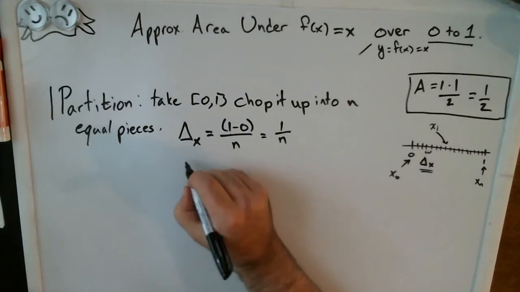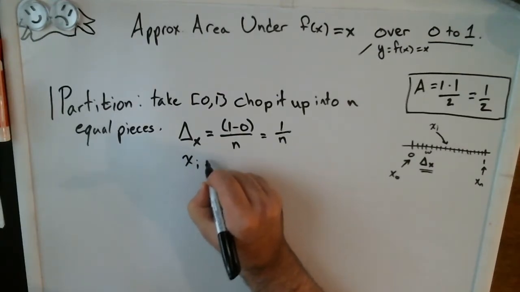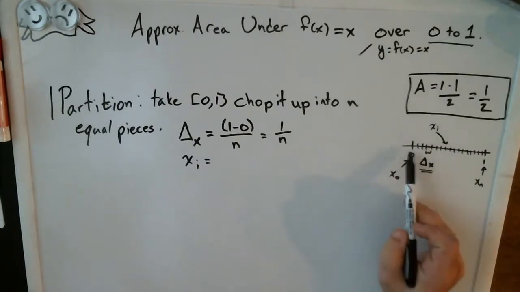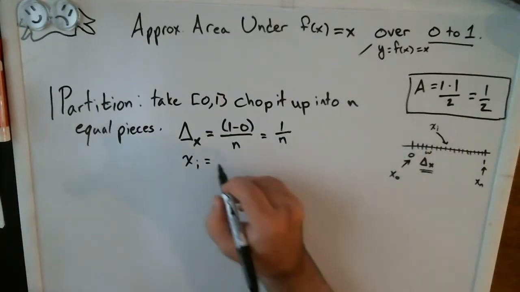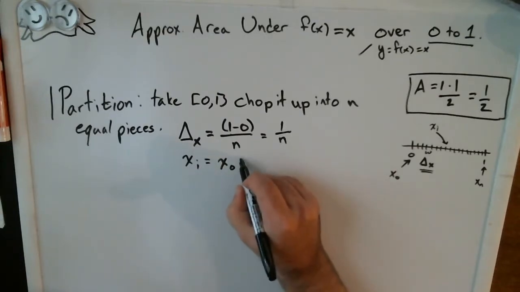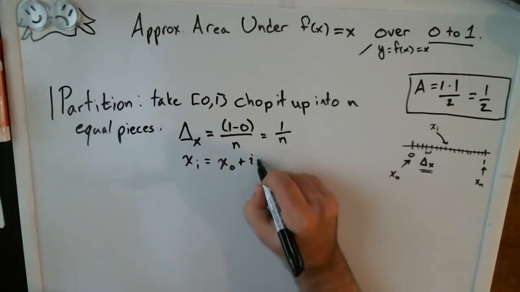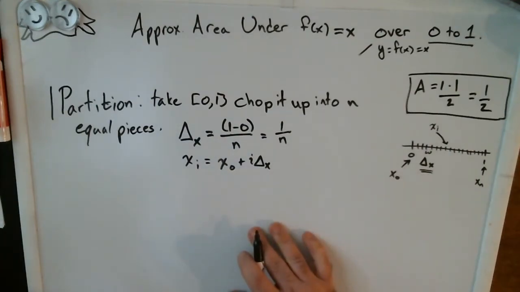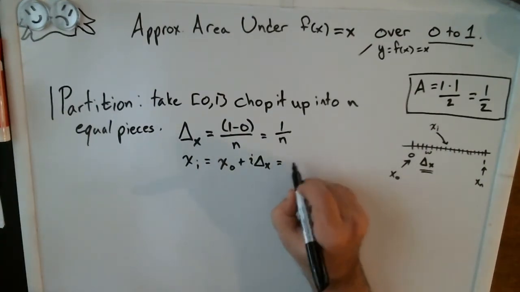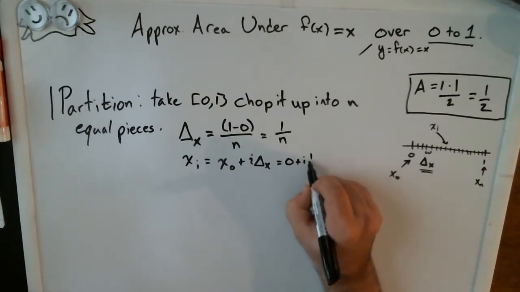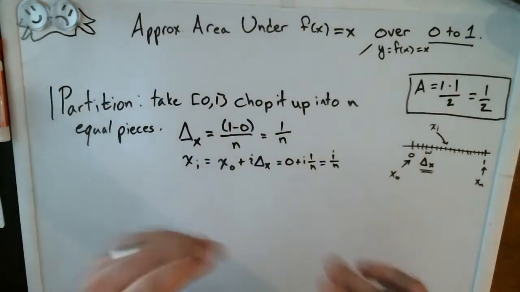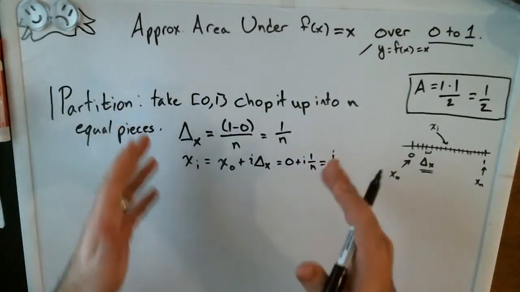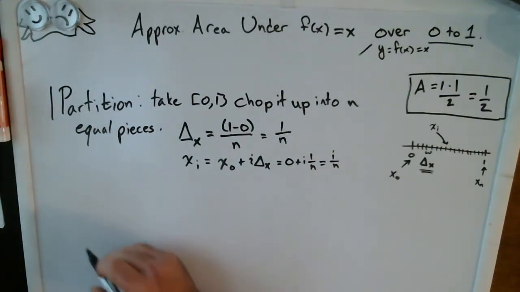Next, what is the formula for the ith x value? The first one is I start at x0 and jump delta x one time. The second one is I've jumped it 2 times. The third one is I've jumped it 3 times. So in general, it's where do I start, how many times have I jumped, and what is the length of each jump? For us, this is 0 plus i times 1 over n, or simply i over n. So we've done our partition, and I've written down the things that we're going to need in a minute.